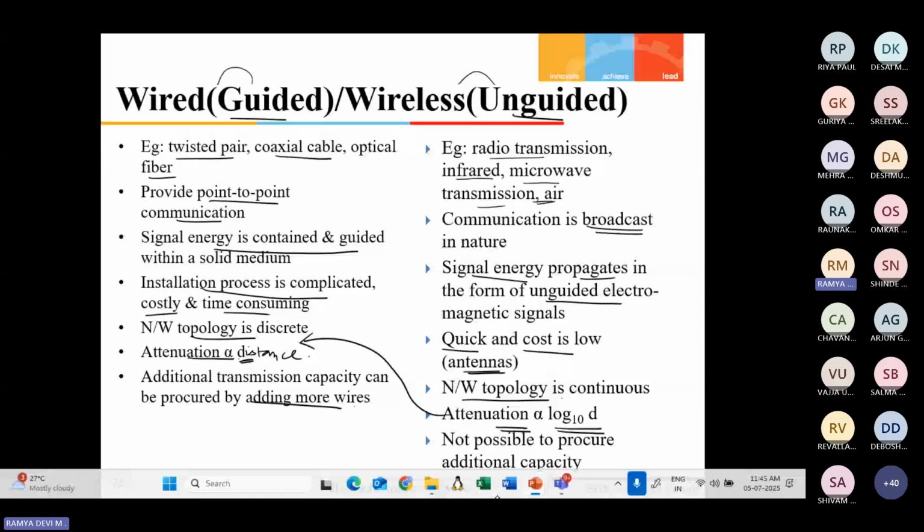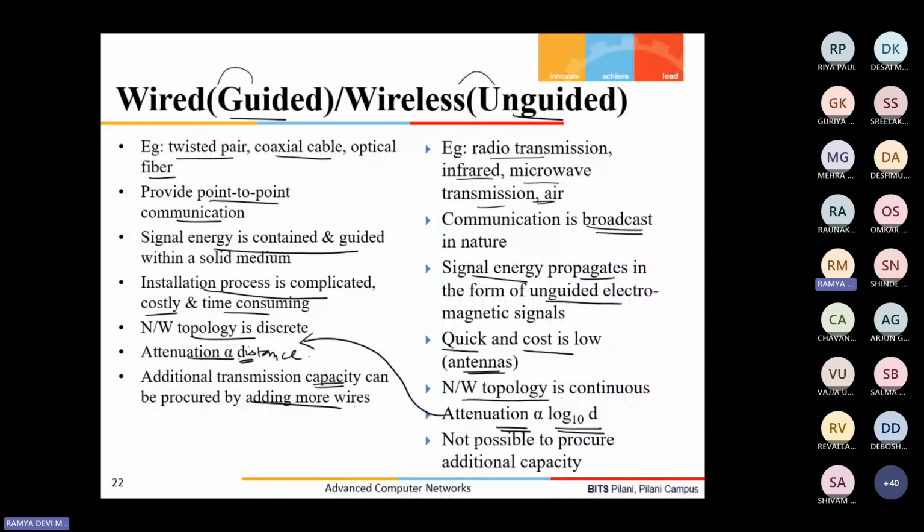So wireless systems require more complex solutions. In order to spread the signals, spectrum allocation is required, or more advanced modulation is required. That is the main difference between guided and unguided media. Any doubts, ma'am? Do you have any doubts?